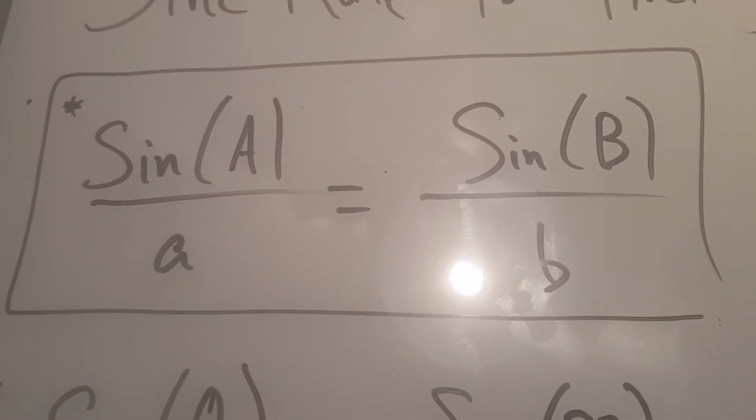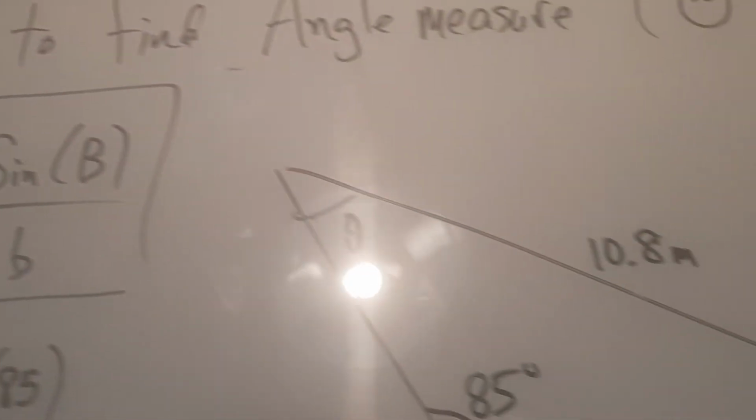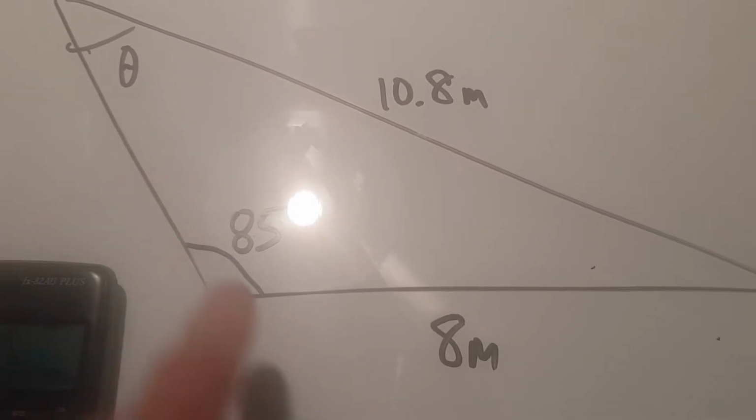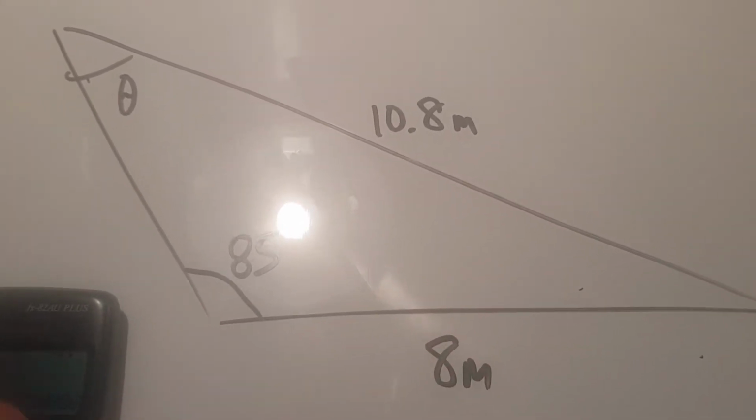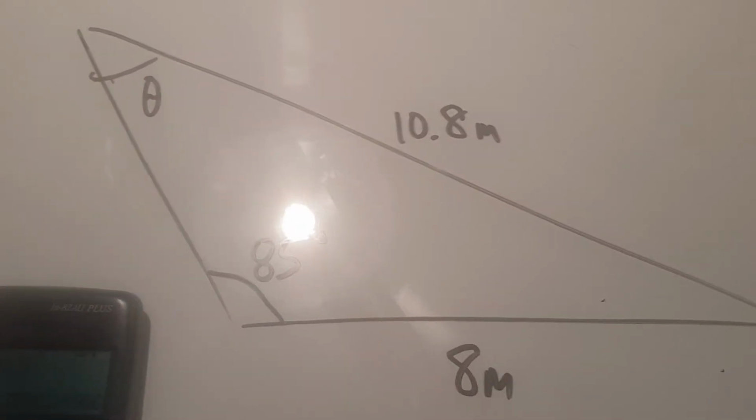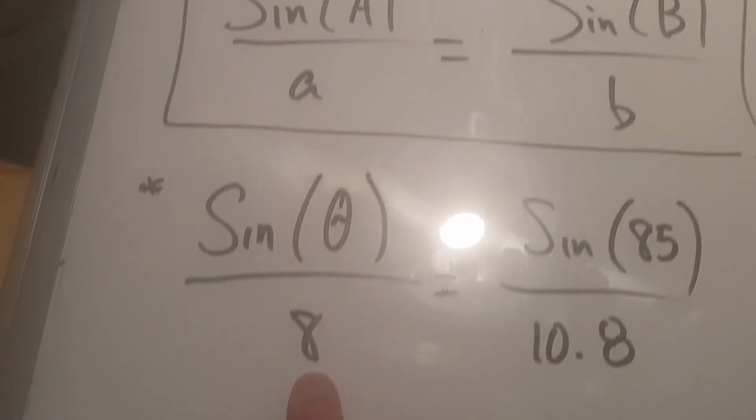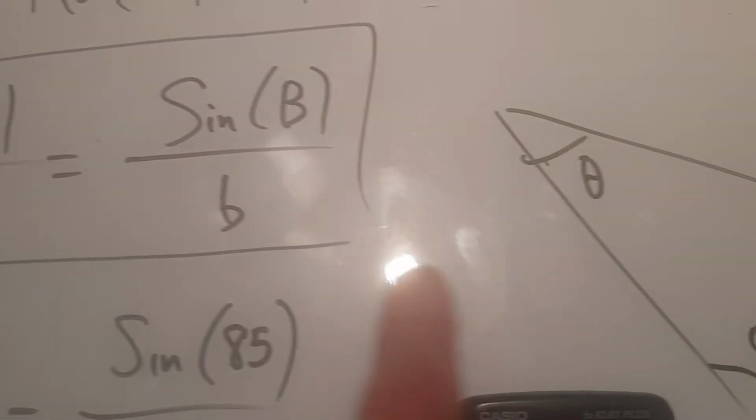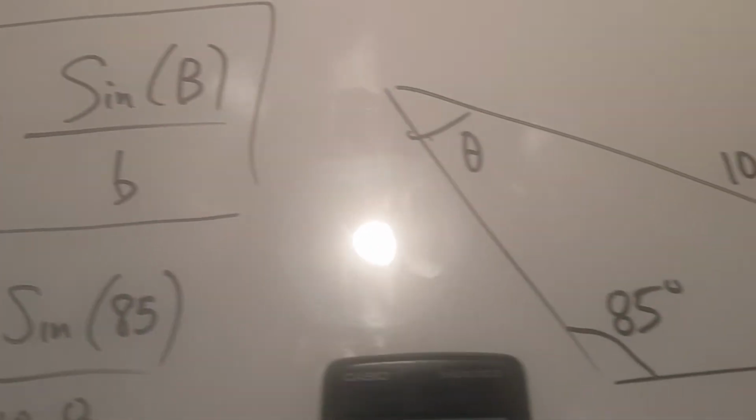Okay, so now we're going to substitute the values into the formula. We know capital A is angle A, and little a is the length of the side across from angle A. So if theta is my unknown angle, this is the side opposite from angle A. So we've got the sine of theta over 8, and that's what we see right here. Sine of theta over 8 is the sine of A over length of A, and we're going to put that equal to the sine of angle B over little b.